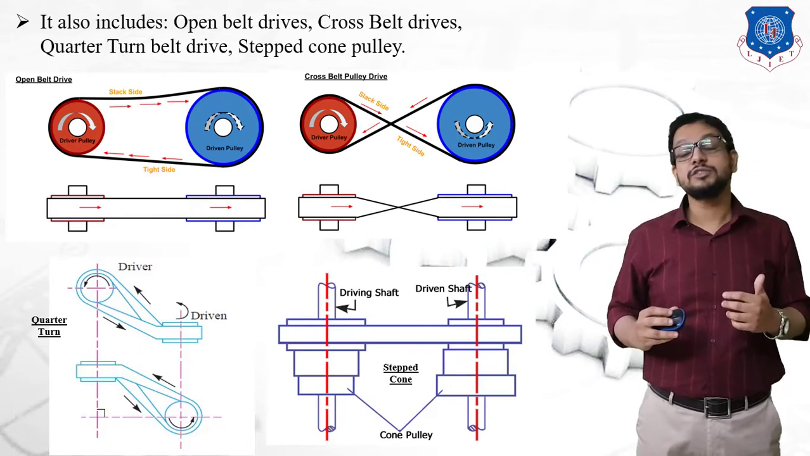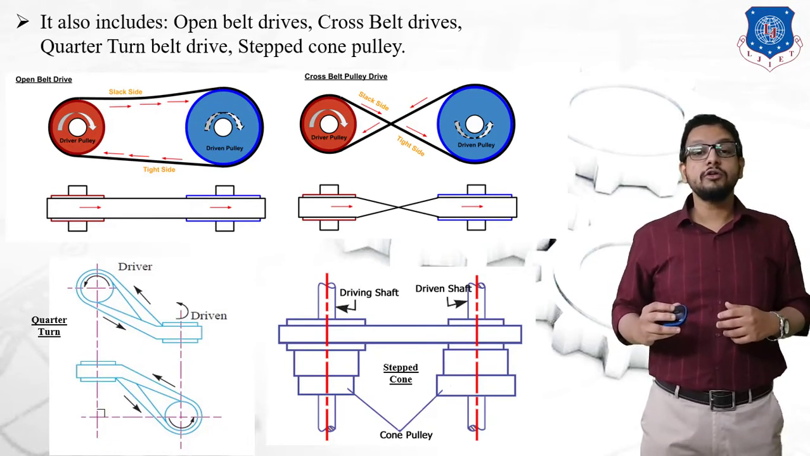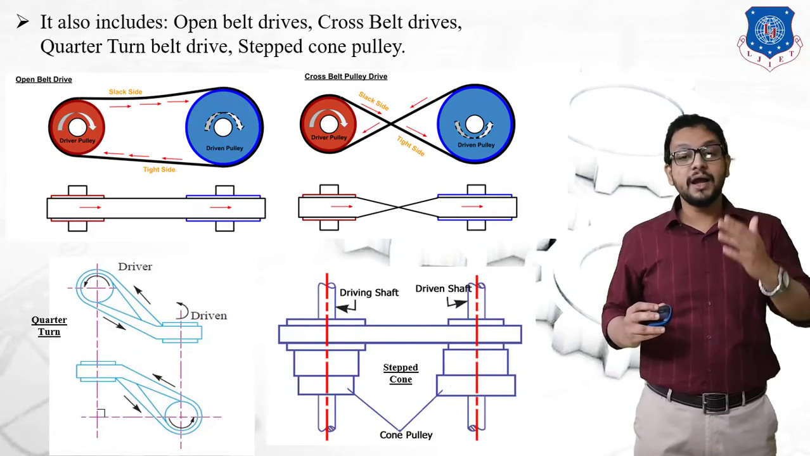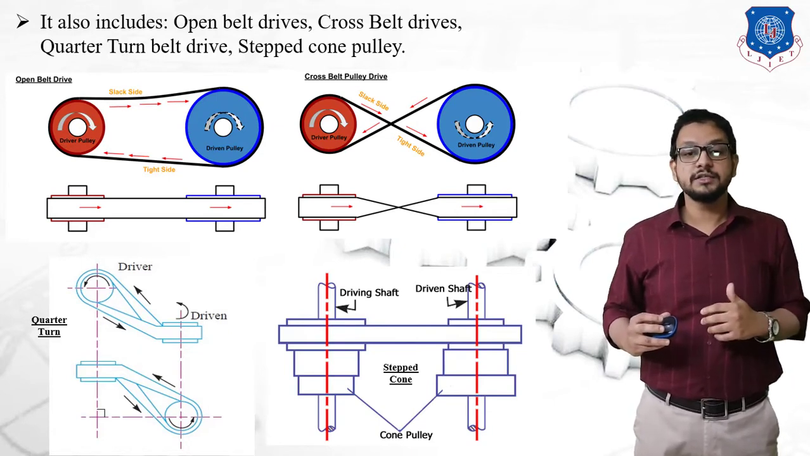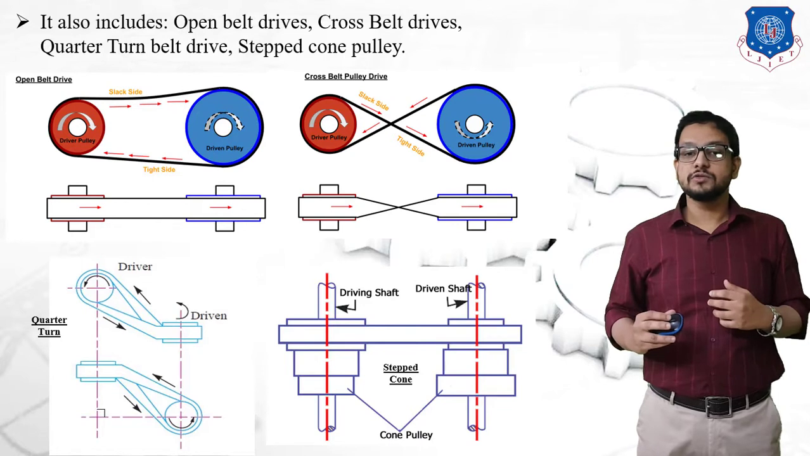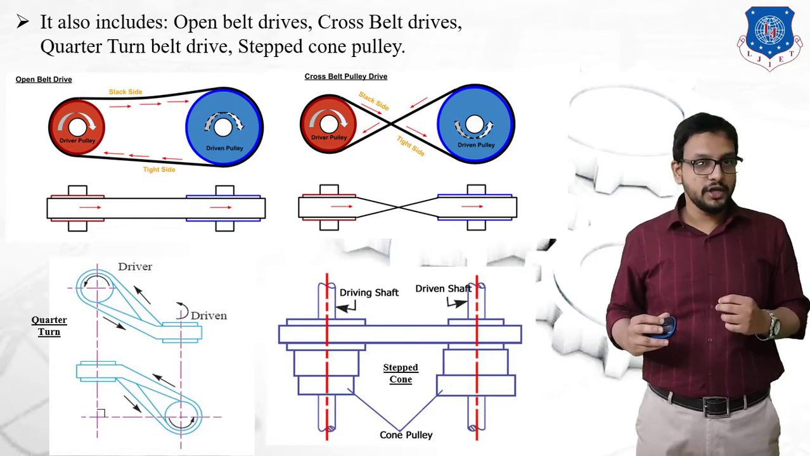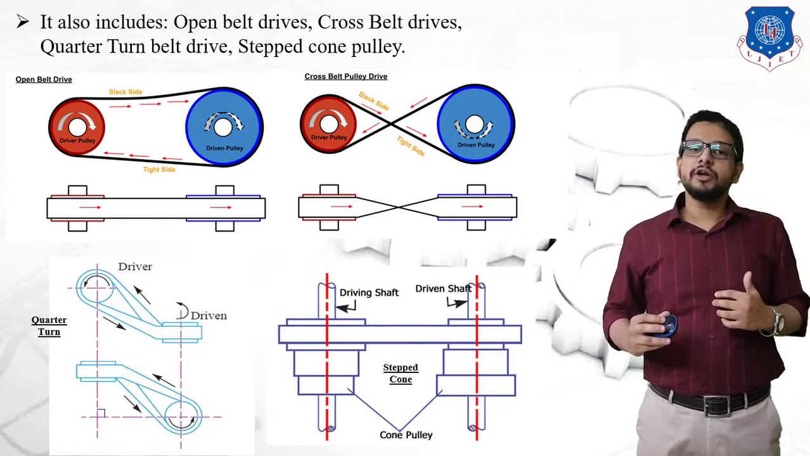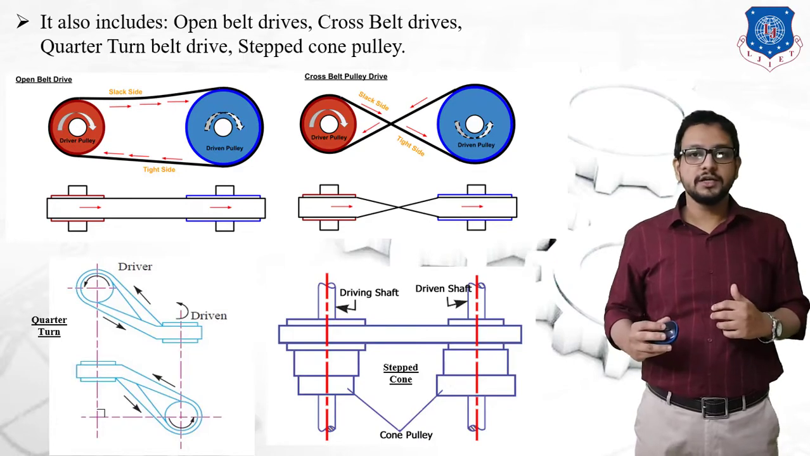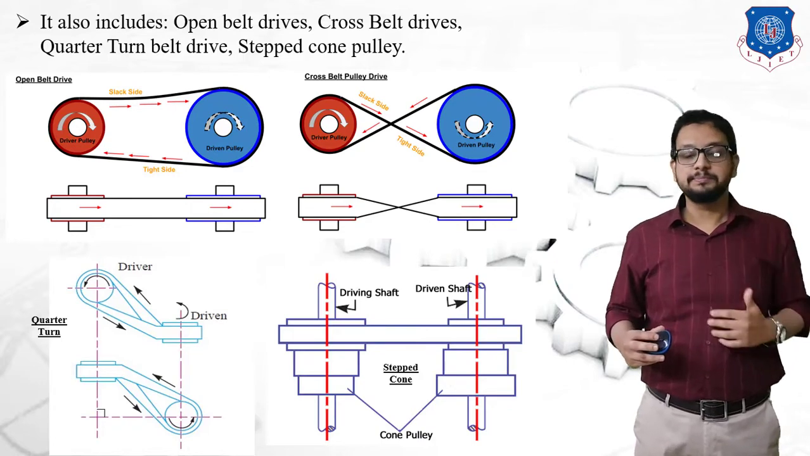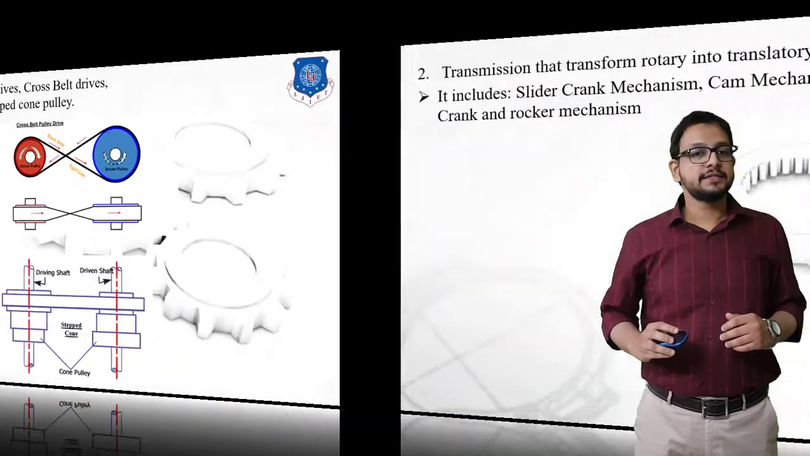And when we require to step down the speed, we move the belt to the third position. In that case, the driving shaft has a smaller pulley and the driven shaft has a bigger pulley. So this is how we can increase or reduce the speed in steps. Now let's move further and see the next slide.